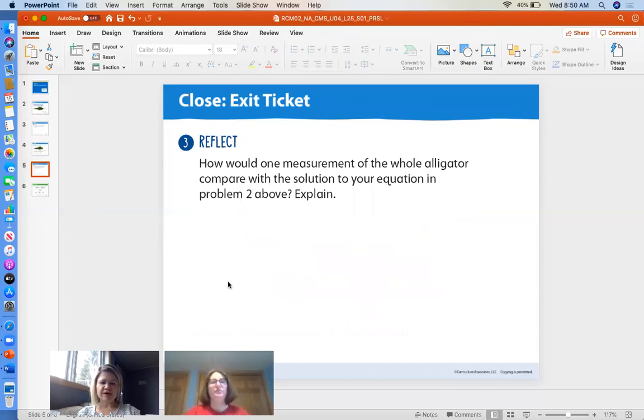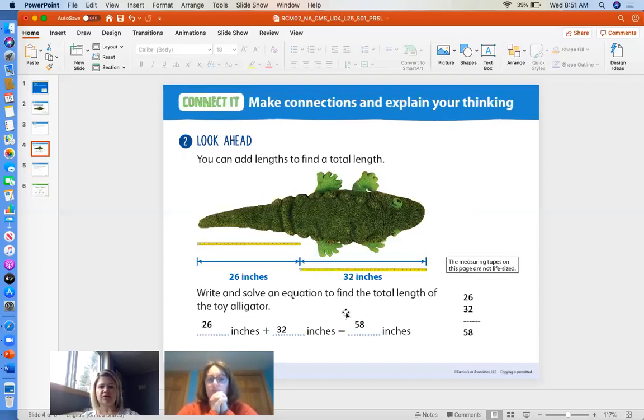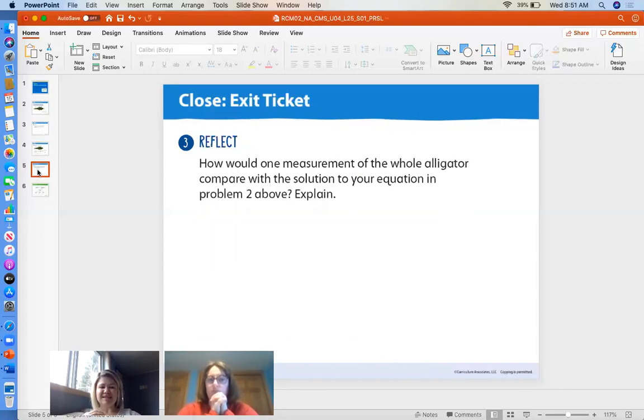Okay, so now we're going to have an exit ticket and reflect on what we learned. The question says, how would one measurement of the whole alligator, so this time we're not measuring the body and the tail, we're measuring from the tail to the tip of the head, compare with the solution to the equation in problem 2 above? So that would be this one right here. Here's our solution right here. If we measured the entire alligator, how would that compare?